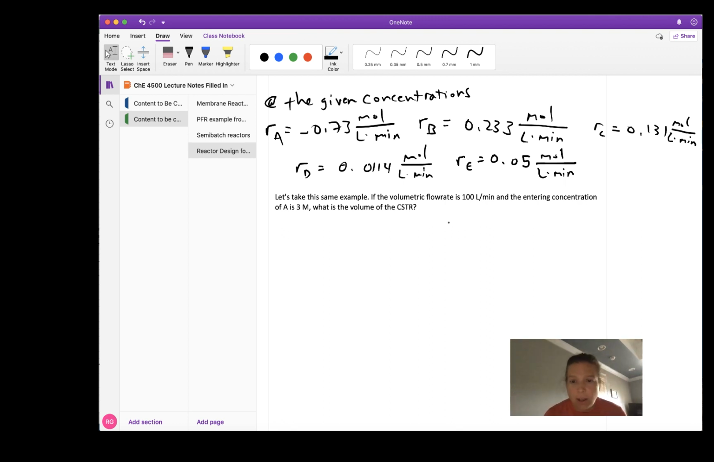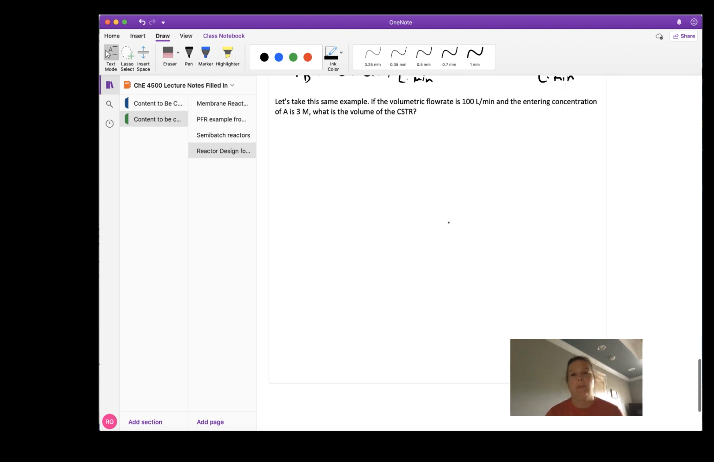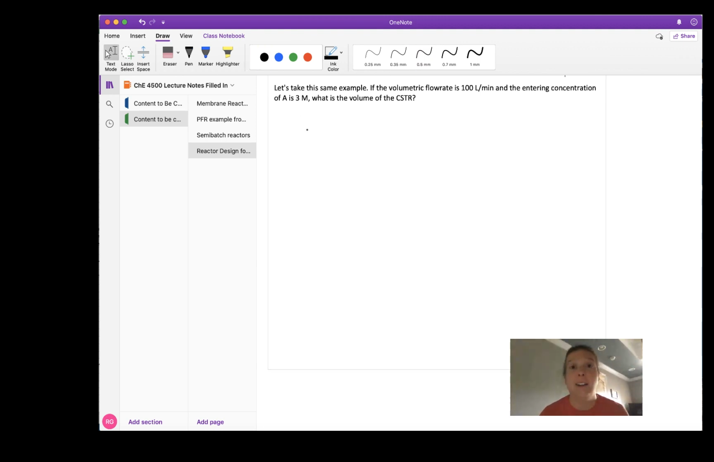So now let's do one more example. Let's take the same example and say we are operating this CSTR. The volumetric flow rate is 100 liters per minute. We already know the operating concentrations. The entering concentration of A is 3 molar. The entering concentrations of everything else are 0. So what's the volume of the CSTR?